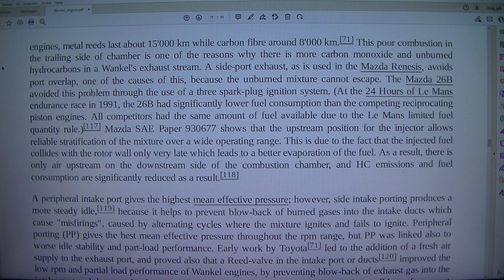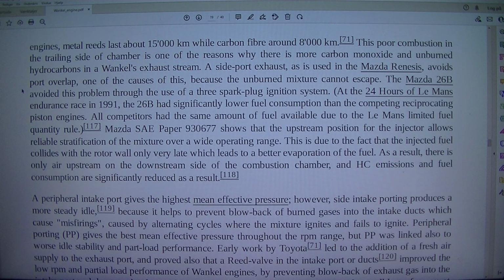71. This poor combustion in the trailing side of the chamber is one of the reasons why there is more carbon monoxide and unburned hydrocarbons in a Wankel's exhaust stream. A side port exhaust, as is used in the Mazda Renesis, avoids port overlap, one of the causes of this, because the unburned mixture cannot escape.